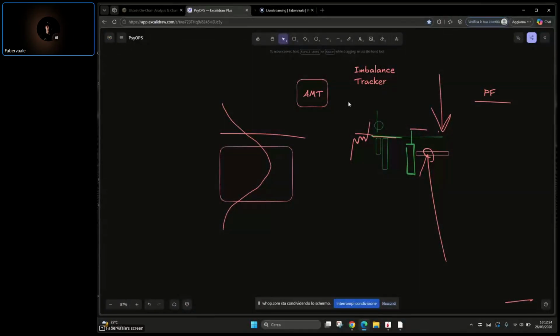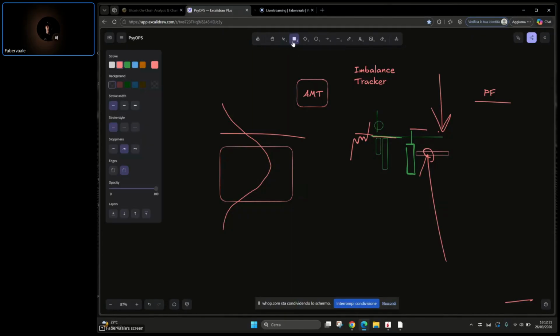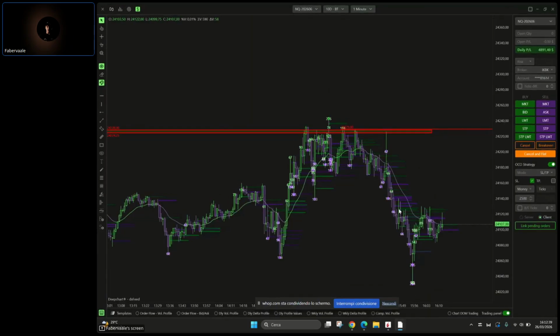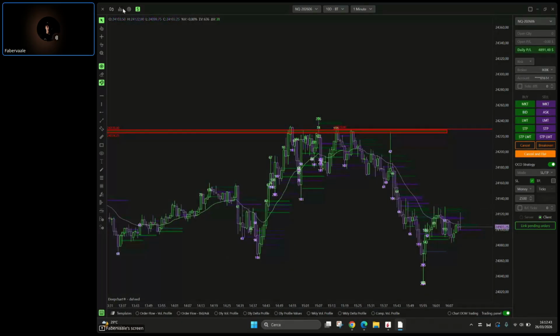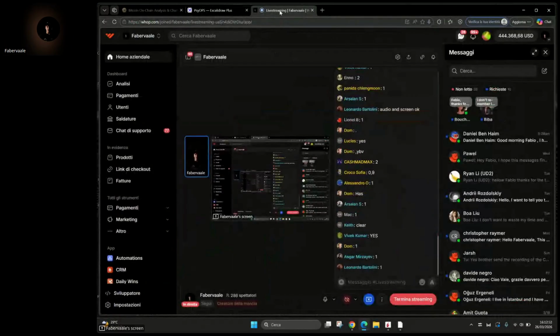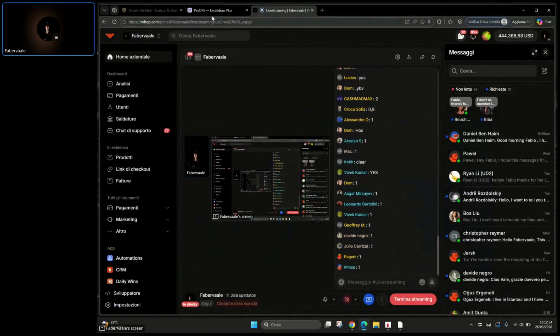So the imbalance tracker is a second execution model, and it is based on the possibility to get the test of the move. So going on the platform here, I will wait 1 second to check if everything is visible for you. Let's remove this, okay? If everything is visible for you, give me 1 in chat. Okay, now everything works fine.